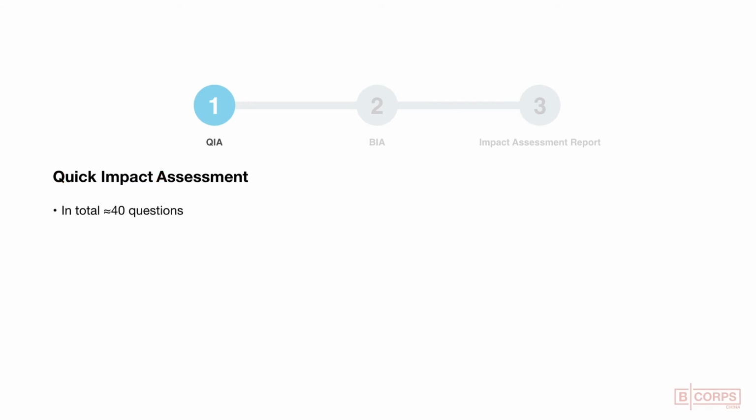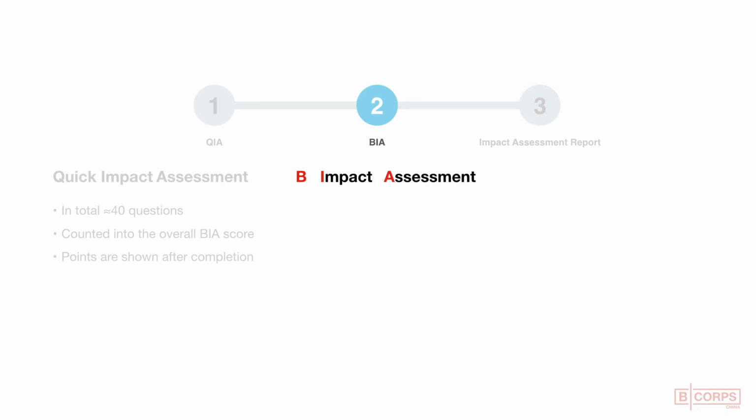There are about 40 questions. The points scored in the QIA are also counted into the overall BIA score. Only after all questions have been answered will your score be shown. The BIA is the second step and is a more complete evaluation compared to the QIA. It consists of 5 dimensions, each containing 30 to 40 questions.